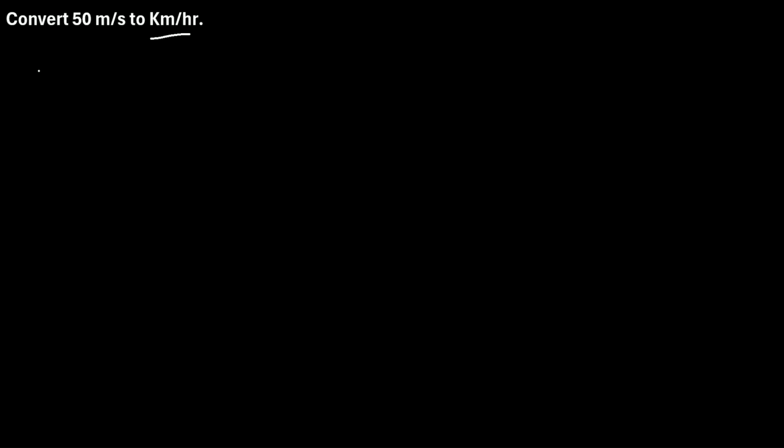So let's start with the step-by-step method. I'll call this the long method. First of all, we're just going to write it like this, 50 meters per second. Now we want to convert meters per second to kilometers per hour. So let's first convert the meters to kilometers. In 1 kilometer, there are 1,000 meters.